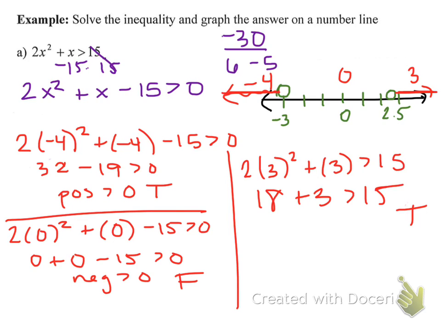So last thing that I expect you to do is write your answer in interval notation, since it's something we learned how to do. So my solution is coming from negative infinity to negative 3. I'm going to use a parenthesis because it's an open dot. Union 2.5 to infinity. And again, parentheses on both of those because it's open dots.